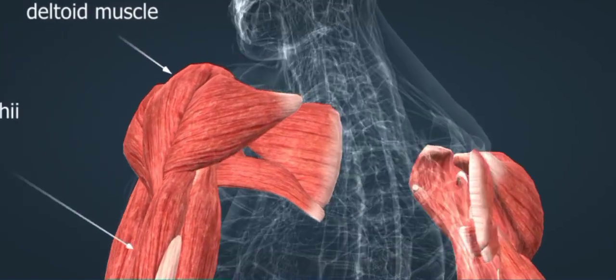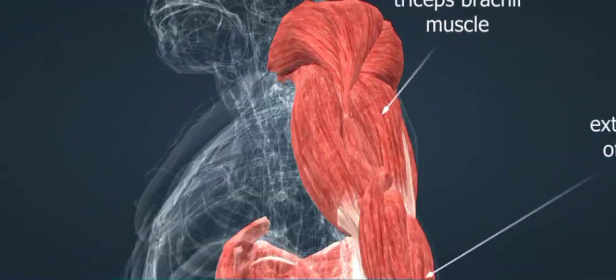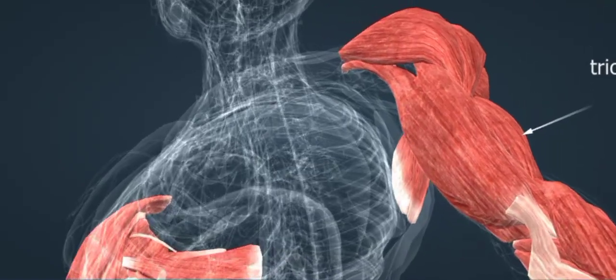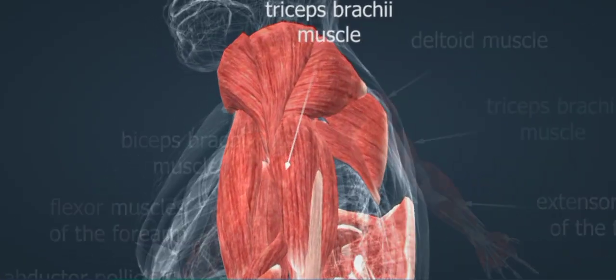The triceps muscle works as the opposing muscle to the biceps brachii, and it's crucial for activities that involve pushing or straightening the arm, such as pushing exercises, push-ups, and bench presses.